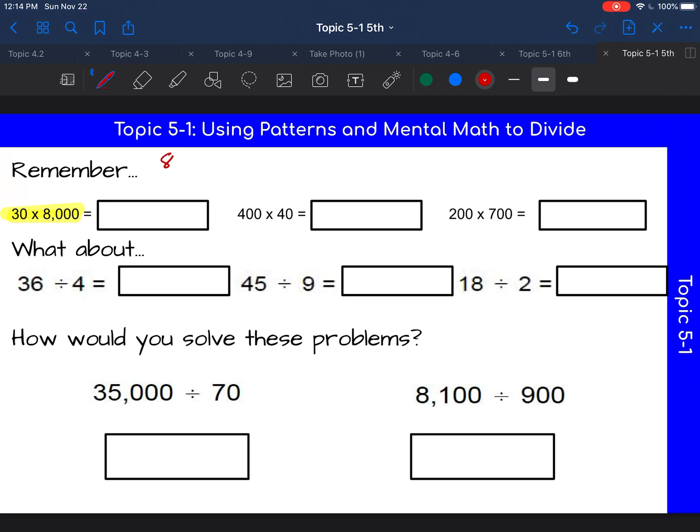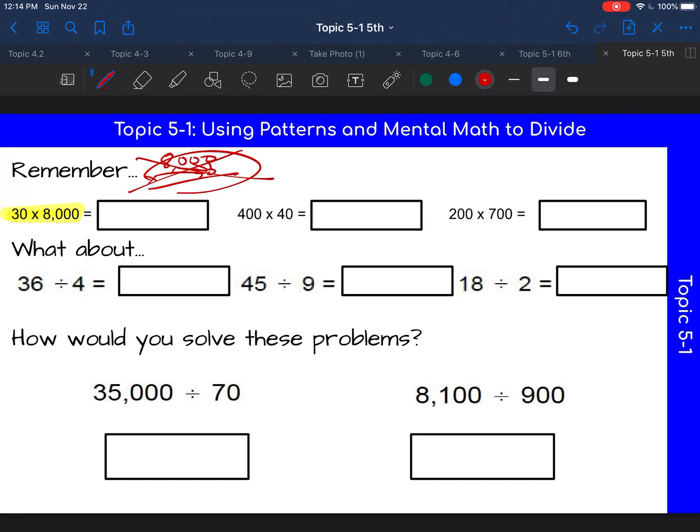We don't want to set it up like 8,000 times 30 and have to go through the whole entire process, add all those zeros, add placeholders, get the partial products, add them all together. We don't need to set it up like this, okay? Instead, we can just find the basic fact or the easy multiplication problem and just add the zeros that are left over and add them to our product at the end.